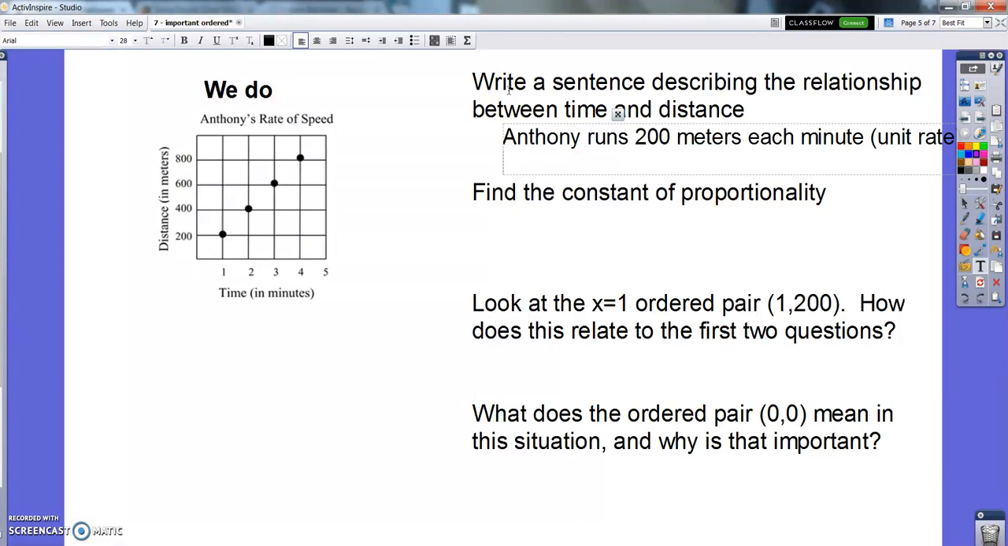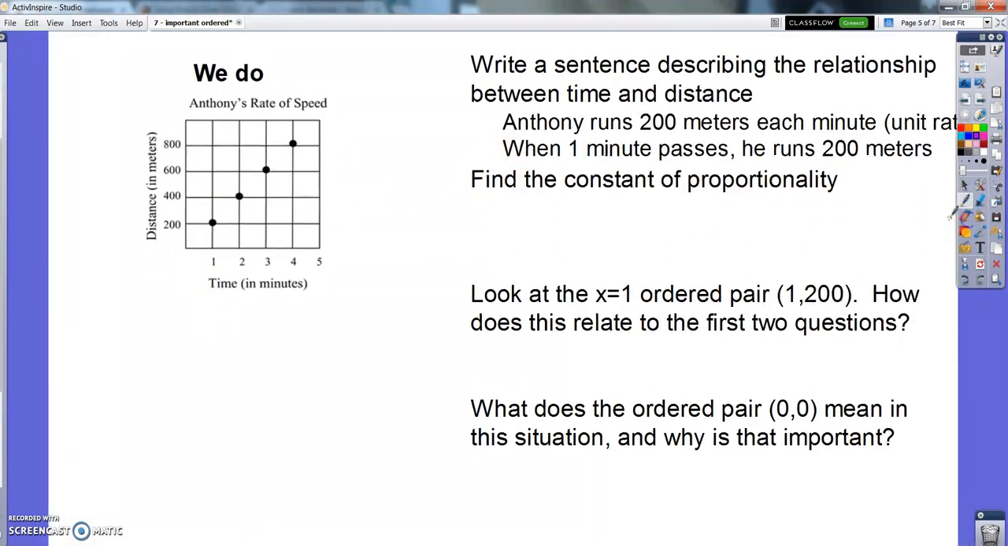I could also say, when 1 minute passes, he runs 200 meters. So every time 1 minute passes, he runs 200 meters, something like that. There's just some way to talk about the situation of this ratio verbally, so you can explain what's going on.